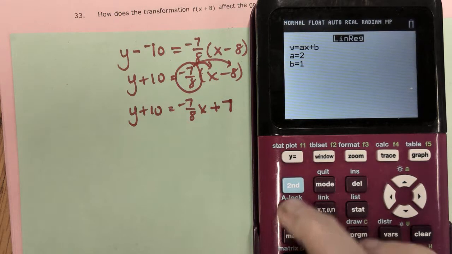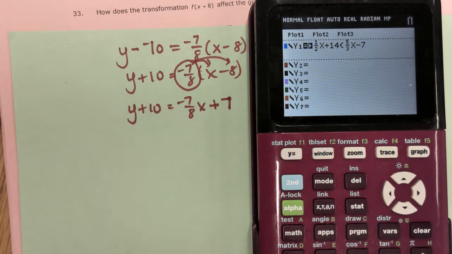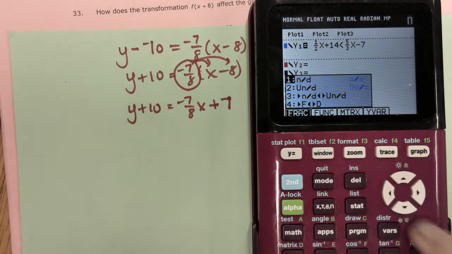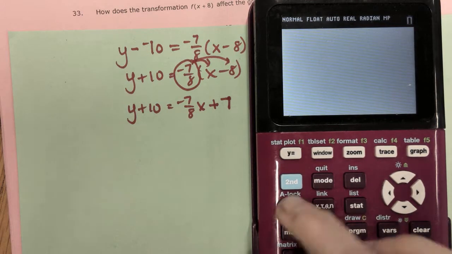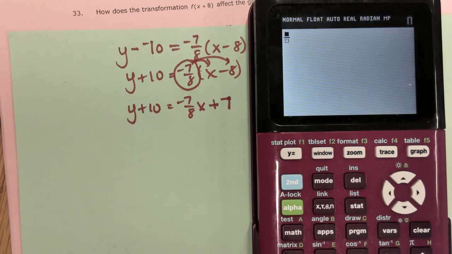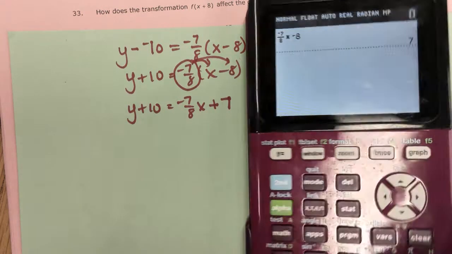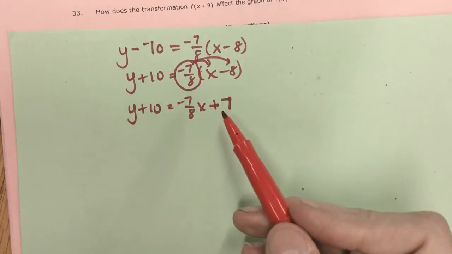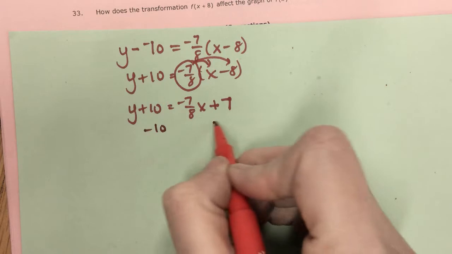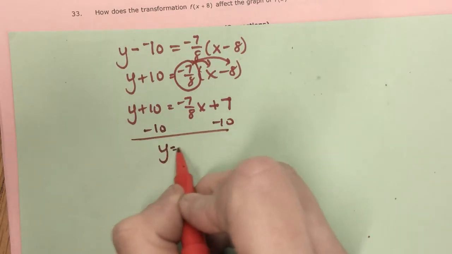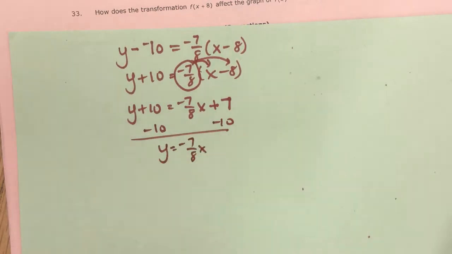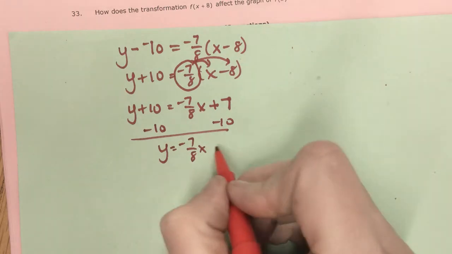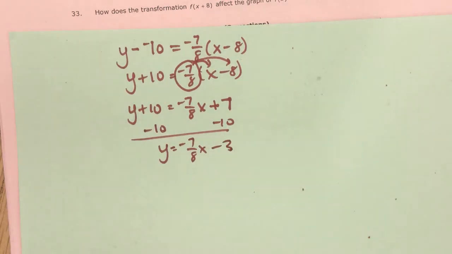But I can also do negative 7/8 times negative 8, and I get 7 as my answer there. So either way, I'm real close to being in slope-intercept form. I just need to subtract 10 from both sides. y equals negative 7/8 x minus 3. Okay?